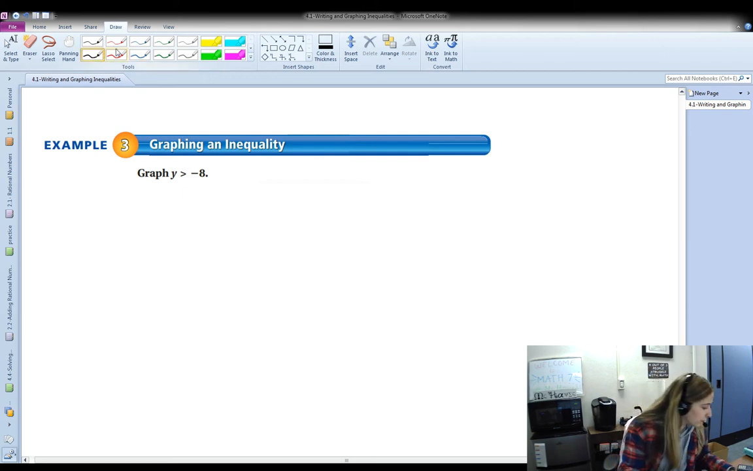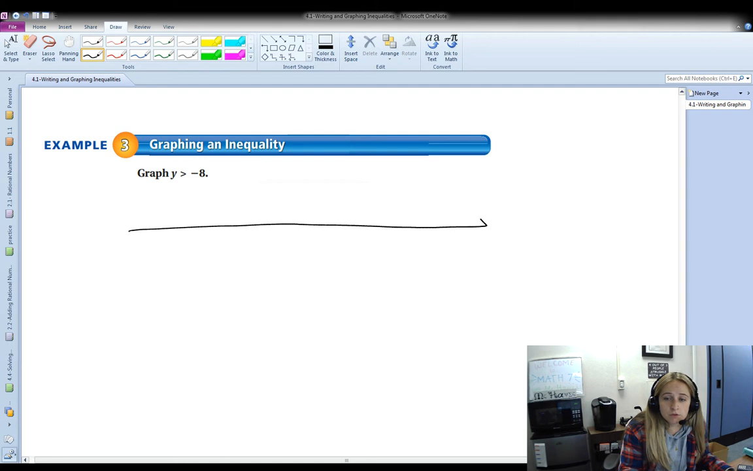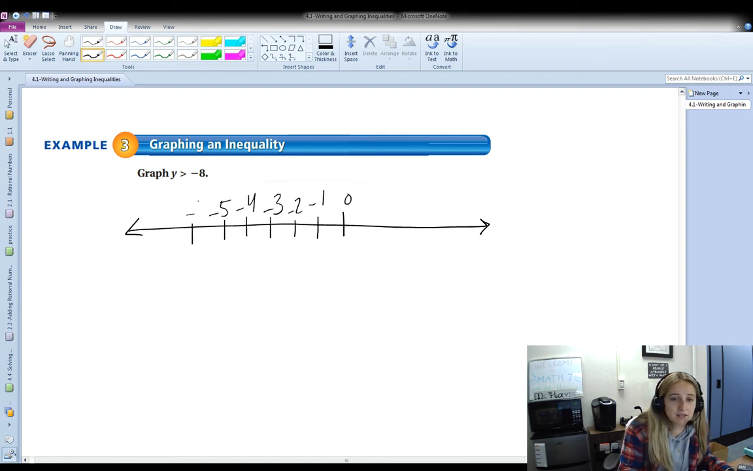So when you are graphing an inequality, first you need to draw your number line, okay? And we're going to have 0 here, -1, -2, -3, -4, -5, -6, -7, -8, -9. And then over here we have 1, 2, 3, 4. The first thing you want to do when you're graphing an inequality is graph that number that is there. So your point is going to be at -8. So I'm going to draw a circle there.